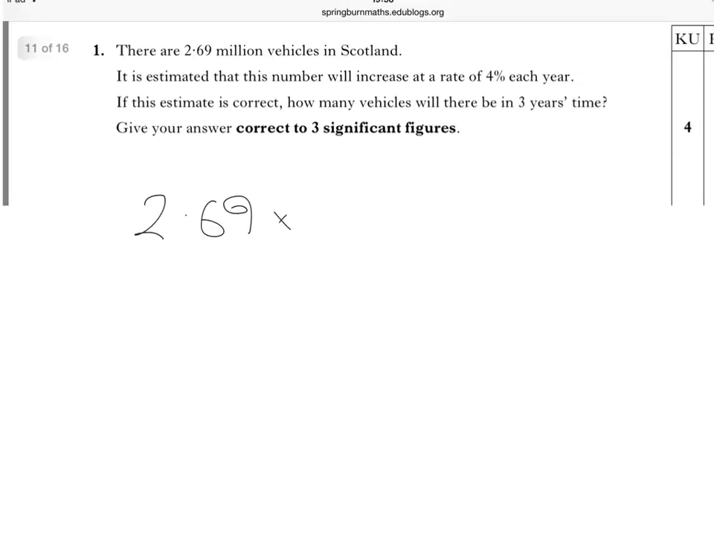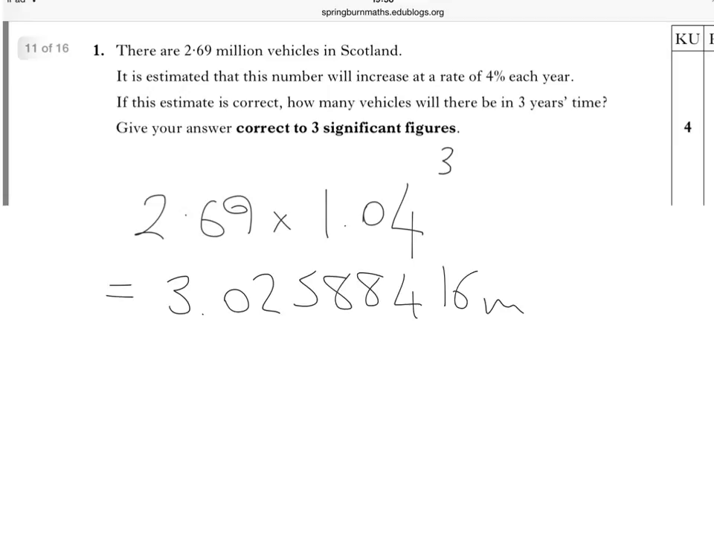So it's 2.69 million multiplied by, it's an increase, so 1 being 100%, goes up by 4%, to a decimal number of 1.04. This happens over a period of 3 years. And at that point we can put it in the calculator. It was 2.69 multiplied by 1.04 to the power 3. So that'll give me 3.025888416 million, and to 3 significant figures, that's 3.03 million vehicles. That's the end of the question.